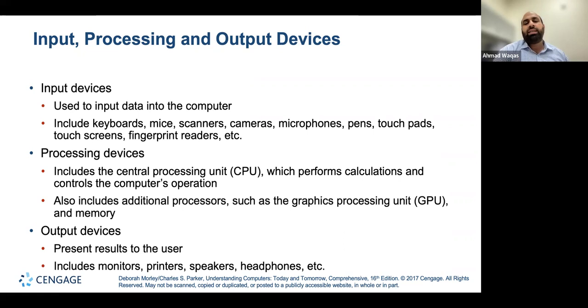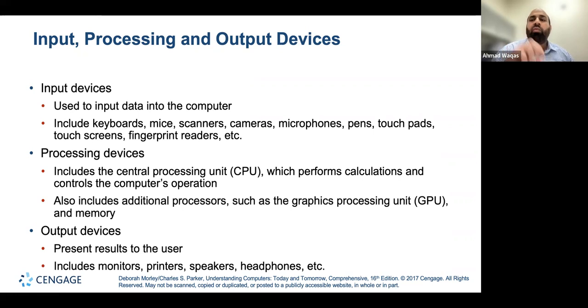The processing devices are basically the central processing unit, or we call it the CPU, right? So that performs the calculation and controls the computer operations. So CPU is basically the brain of the computer, or you can say it actually controls everything.